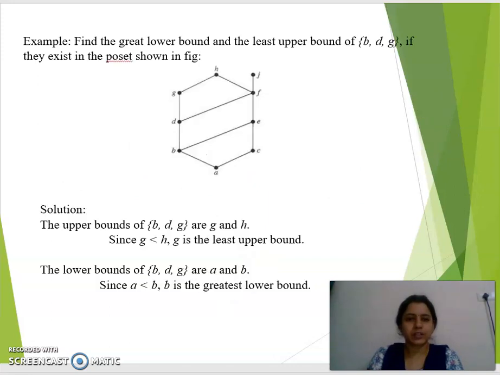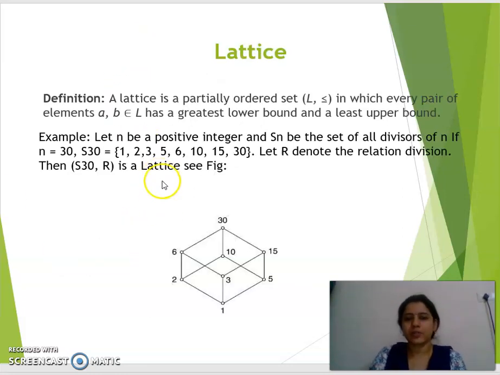So this is how to find the greatest lower bound value and the least upper bound value. The reason I explained these first is that these concepts are a must to learn about the lattice. So now let's see the definition of a lattice. A lattice is a partial order set in which every pair of elements A, B has a greatest lower bound and the least upper bound. So a lattice is also a partial order set, but each pair of elements in the relation must have a greatest lower bound and a least upper bound.